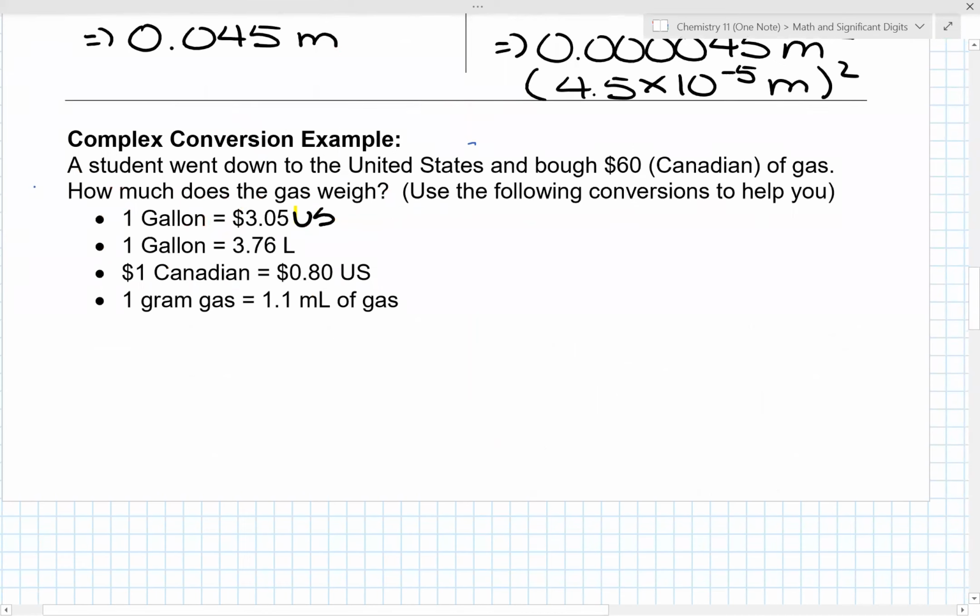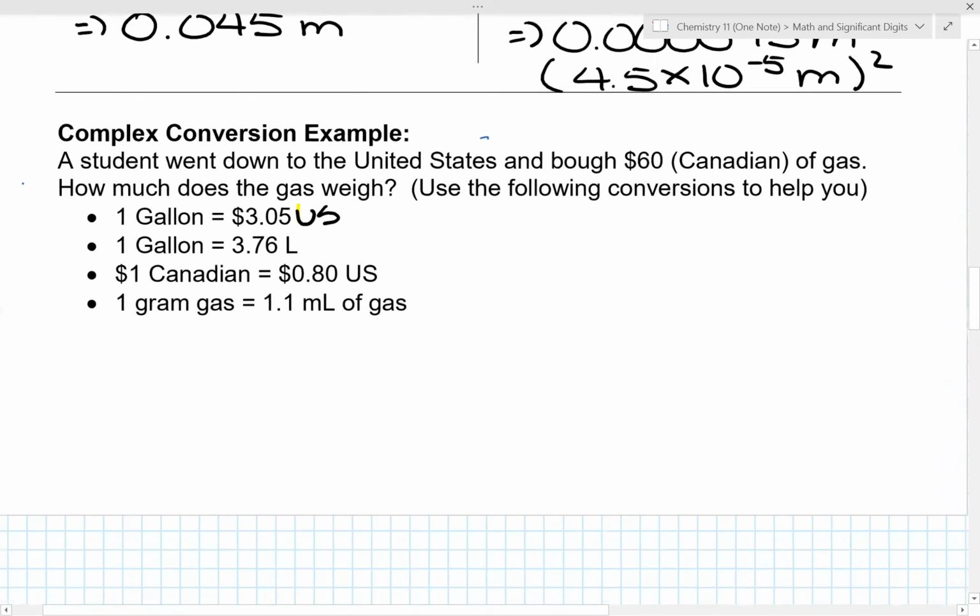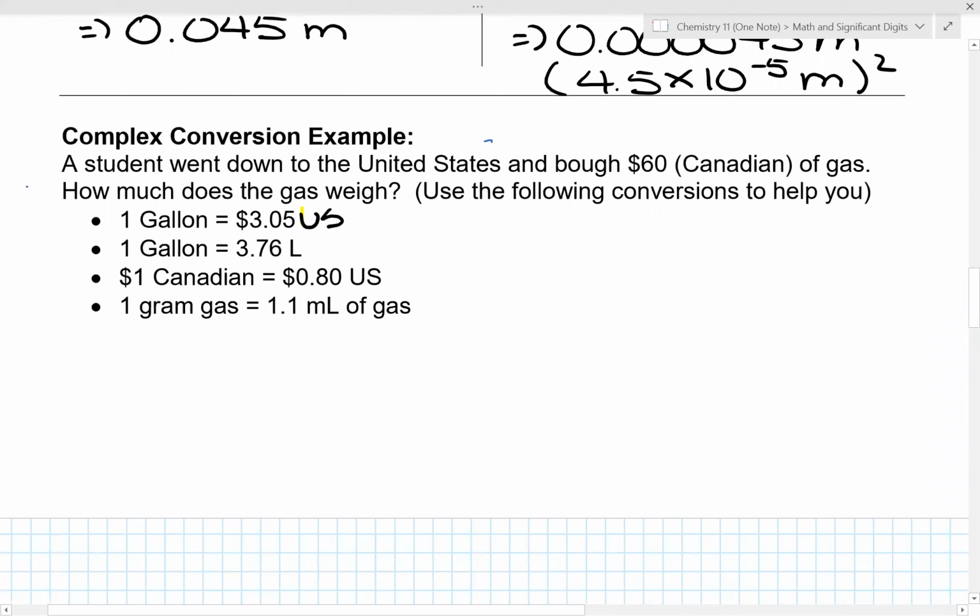Now, if you take here, you have a complex conversion example. It says a student went down to the United States and bought $60 Canadian of gas. How much does the gas weigh? Use the following conversions to help you. Now, you might say, well, Mr. Chan, this is pretty tough. Where did you get this question from?